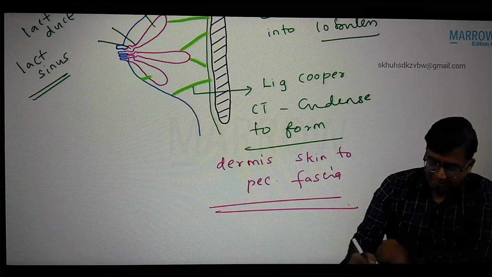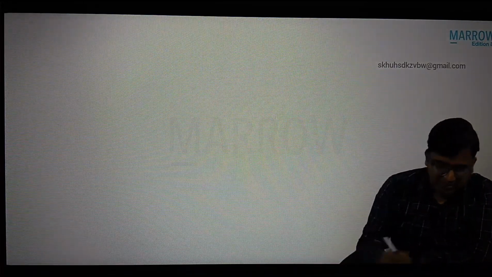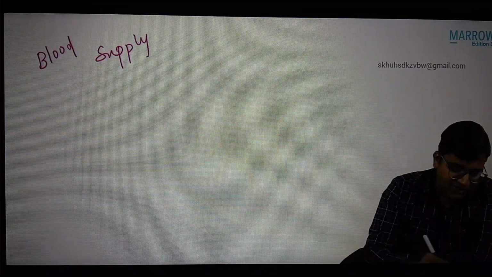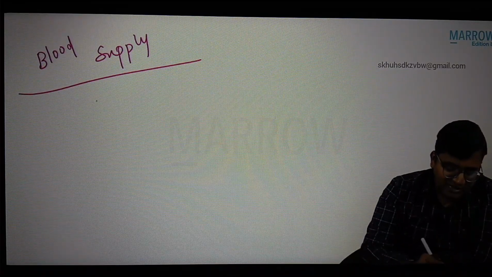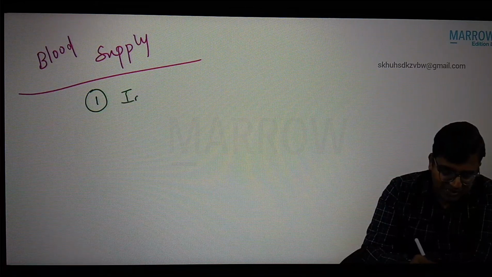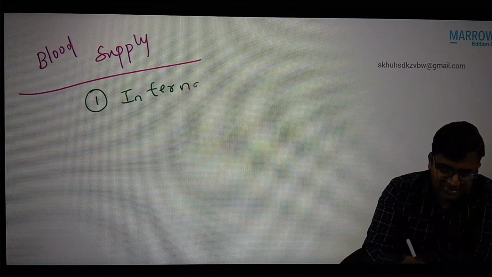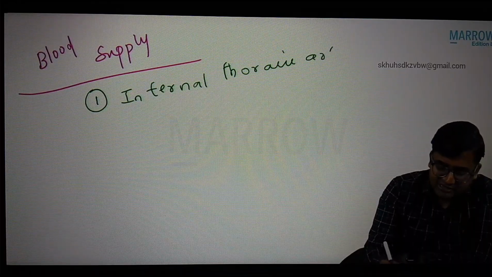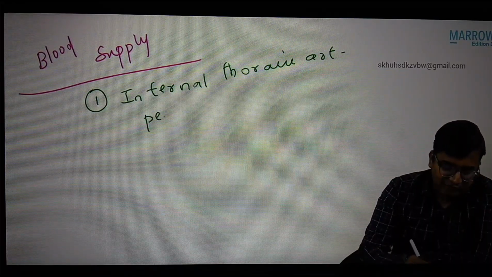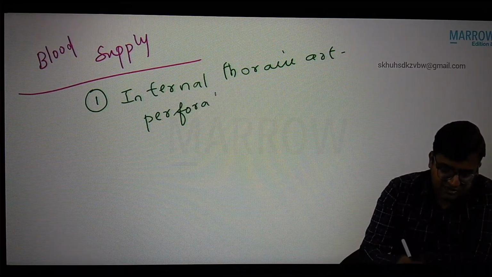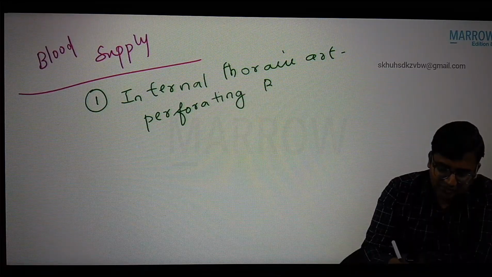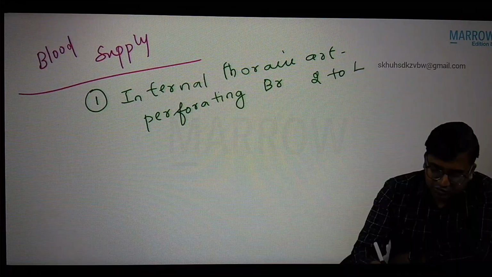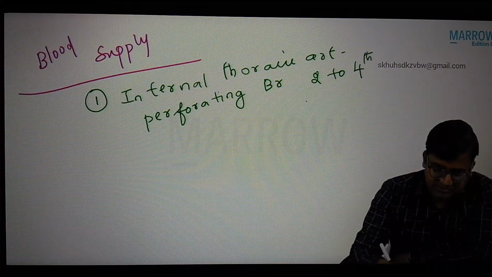Now, we're going to see the blood supply. What is the blood supply of the mammary gland? The mammary gland is mainly supplied by the internal thoracic artery, or internal mammary artery, through its perforating branches in the second to fourth intercostal space.